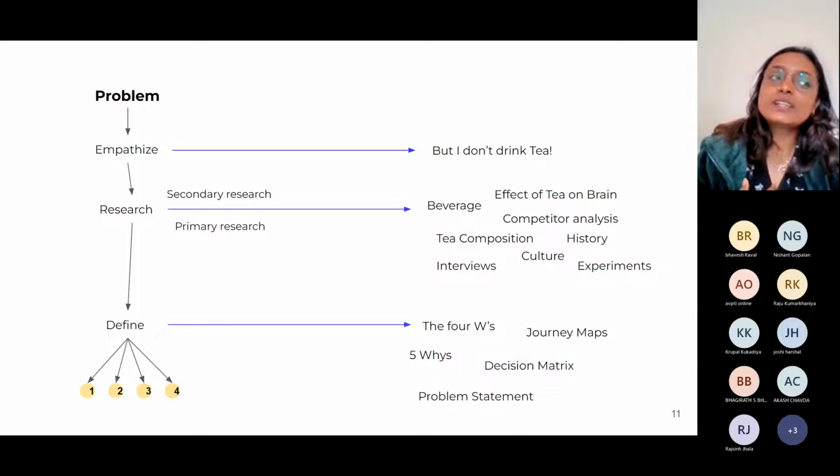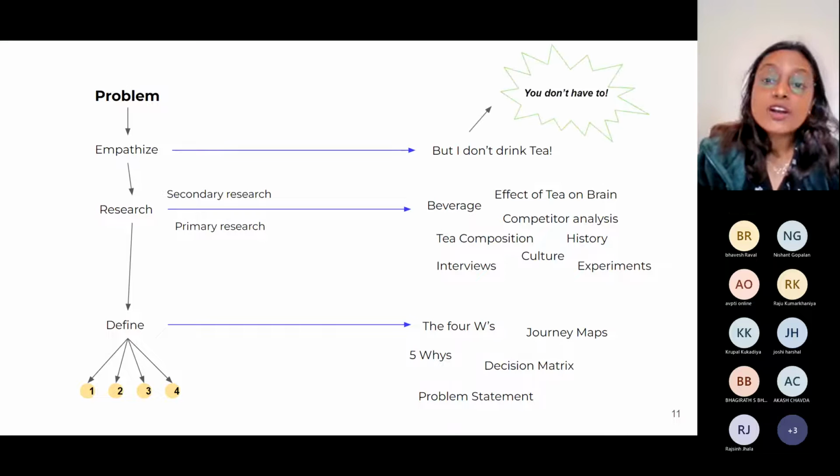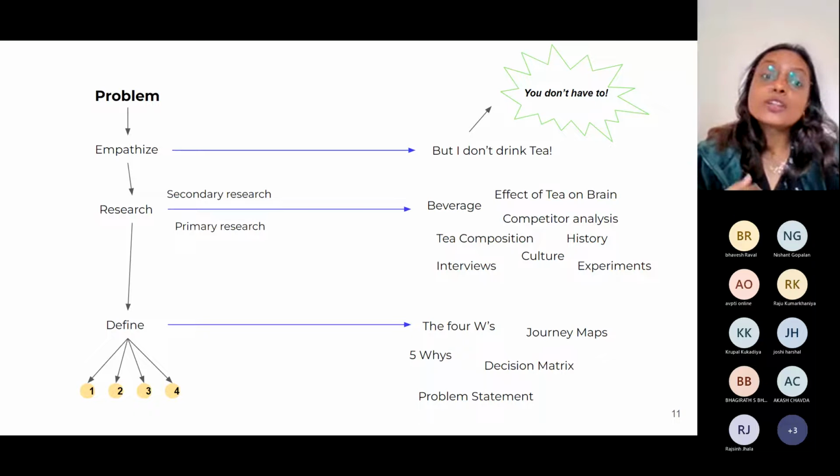You may be a coffee drinker, so consider it like coffee. Understand why tea is so important to me by talking to me, empathize with me, and believe that it is a real problem for me. You don't have to drink tea every time, but you have to just talk to me about why I think it's so important to me.